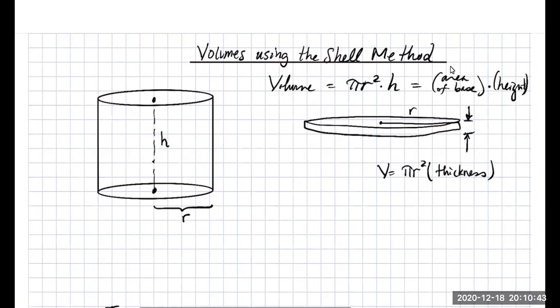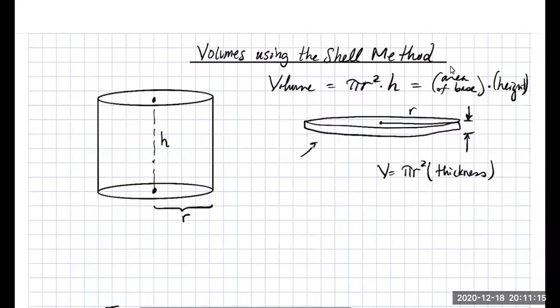Okay? Notice in this figure here, I've got a circular cylinder, and we remember that its volume is equal to pi r squared times h. We mentioned that the pi r squared was actually the area of the circular top and the circular bottom. In other words, the area of the base times the height will give you the volume of the solid. Now, when we were using the disk method, it was a very thin circular cylinder. That's this figure to the right.